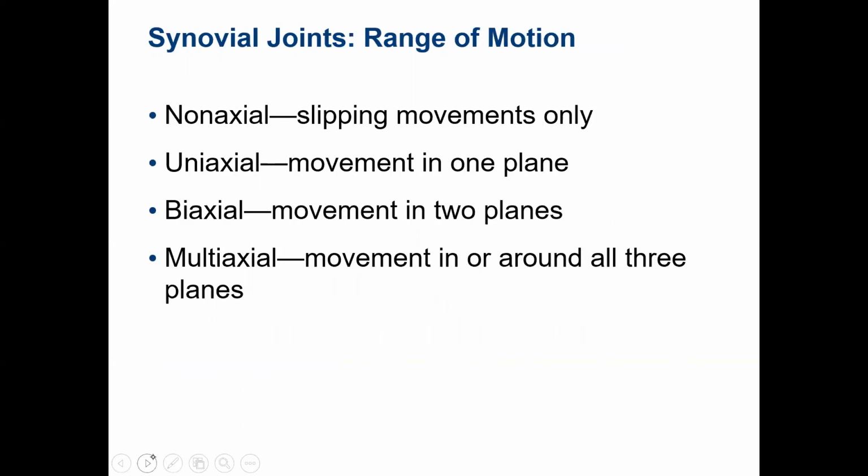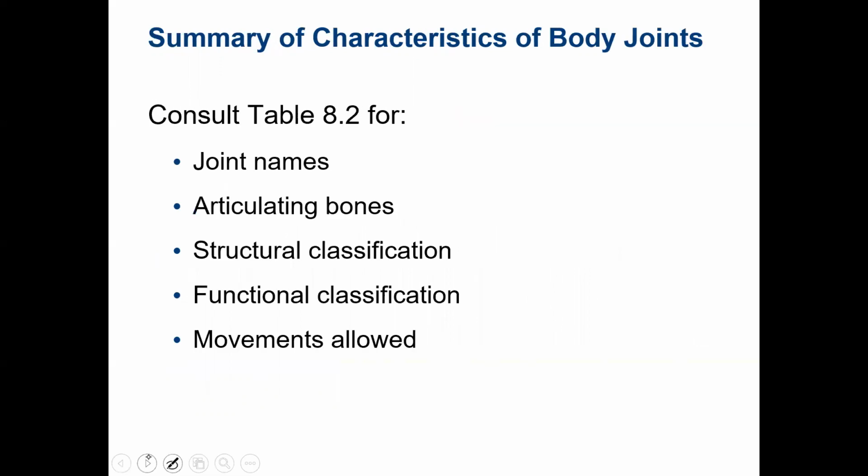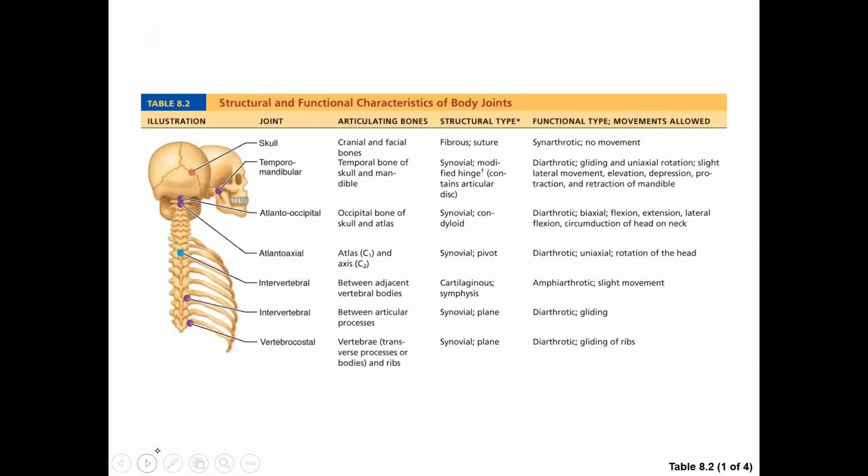We can classify synovial joints by their range of motion. Non-axial, uniaxial, biaxial, multiaxial joints. All joints have their names. I don't expect you to remember this. That's why there's a chart.